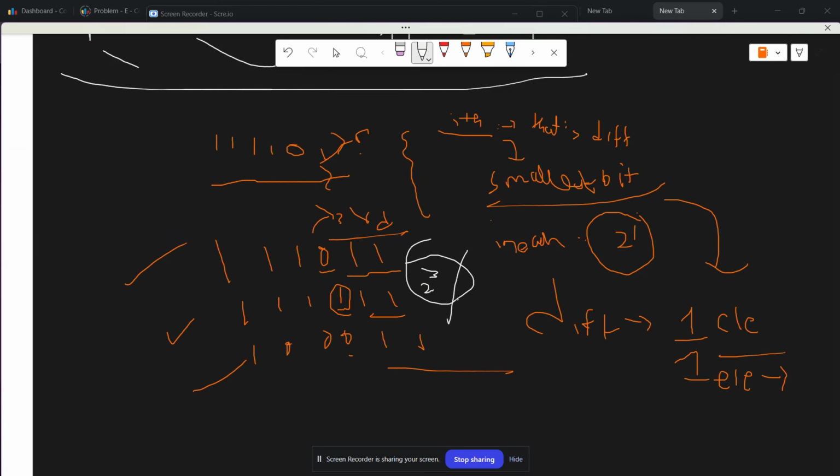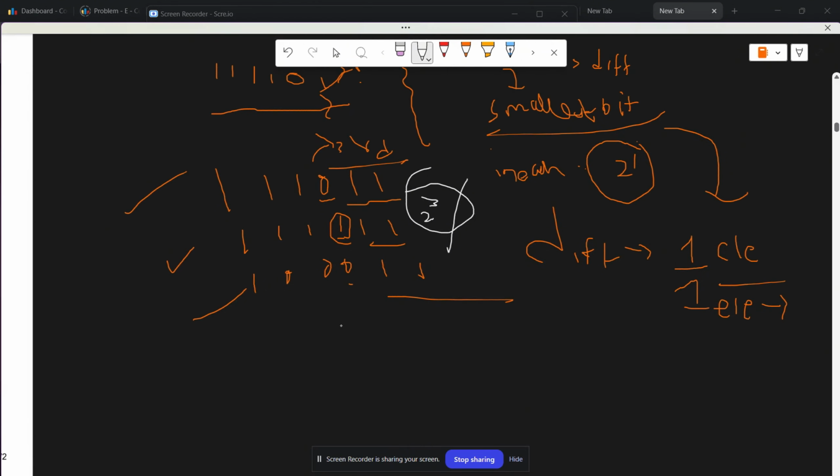Now why this will be our answer, that can come to your mind. First of all, for any power of 2, say 2 raised to x, what remainders can it give? It can give remainders from 2 raised to x minus 1 down to 0.